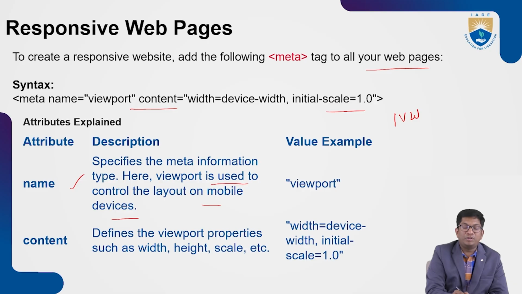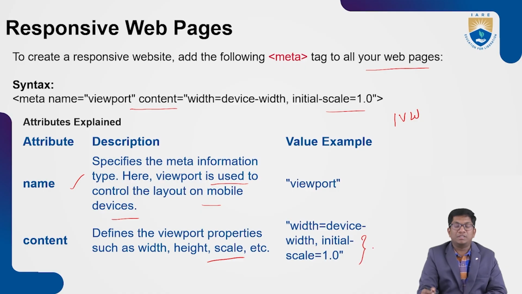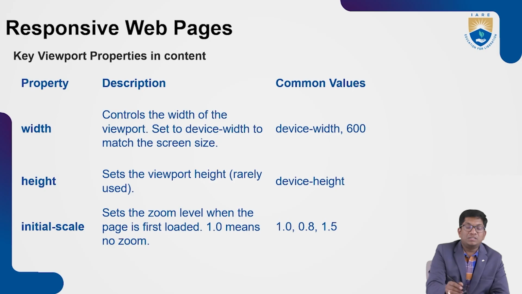Content defines the viewport properties such as width, height, and scale. You have to specify width equal to device-width. So based on the device, it occupies the full width, and the scale is 100%. In the meta tag we have the name attribute equal to viewport, and one more, content. In that we have sub-attributes: width equal to device-width, and initial-scale equal to 1.0. So width will be based on your requirement, device width, otherwise we can use 600 pixels.